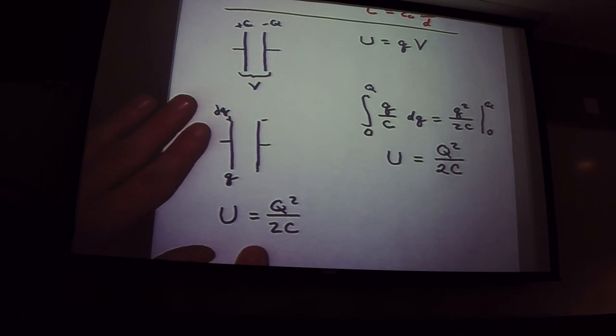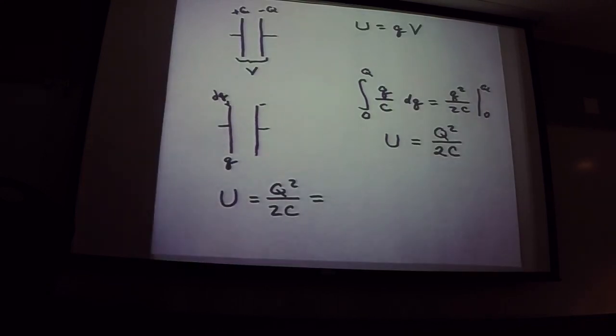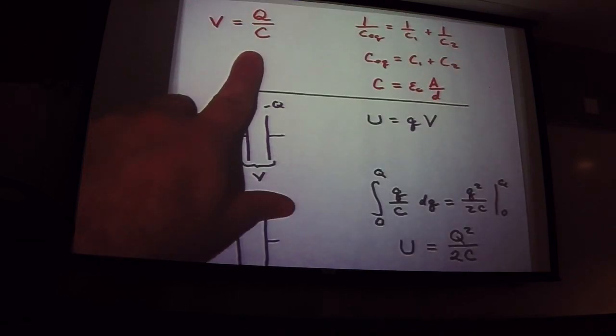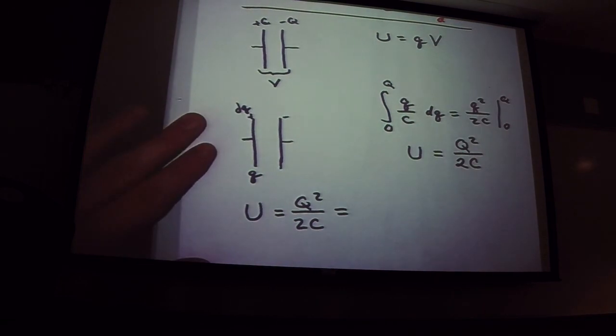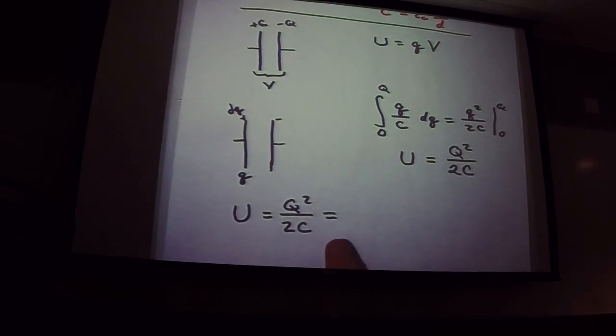I just rewrote this down here because I have no room outside of here. We can now use this formula here to substitute in and put this in terms of the different variables. So there's actually 3 forms of this. There's one where we have charge and capacitance, one where we have capacitance and voltage, and the other where we have voltage and charge.